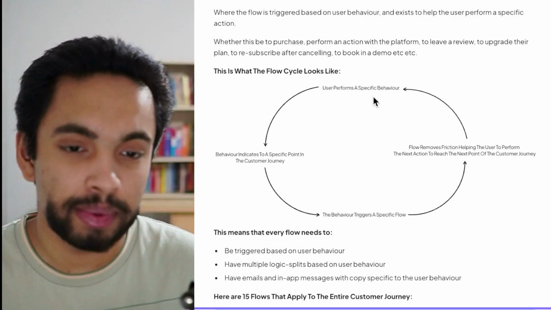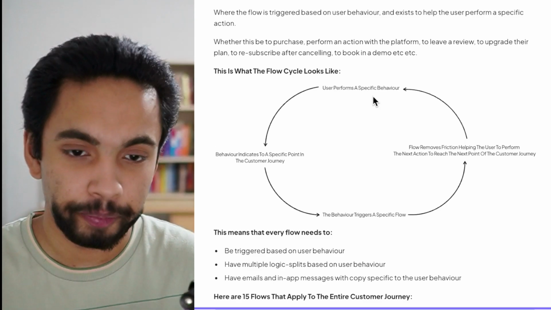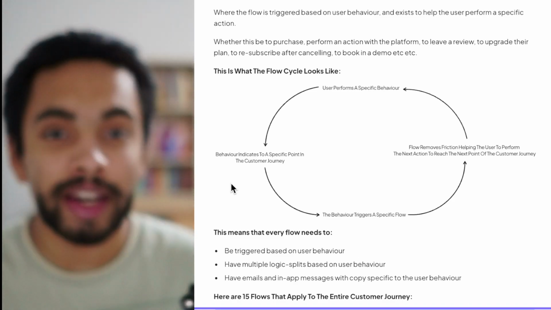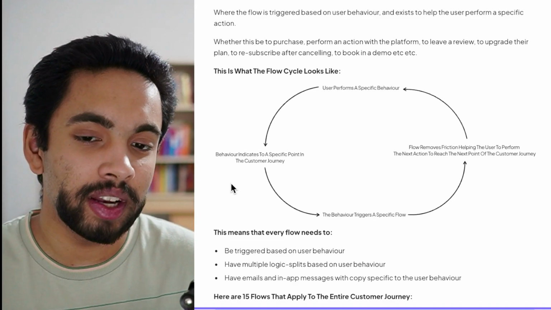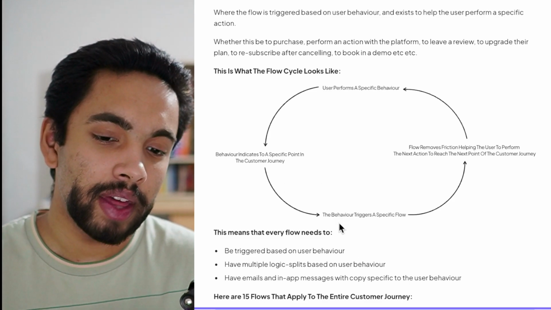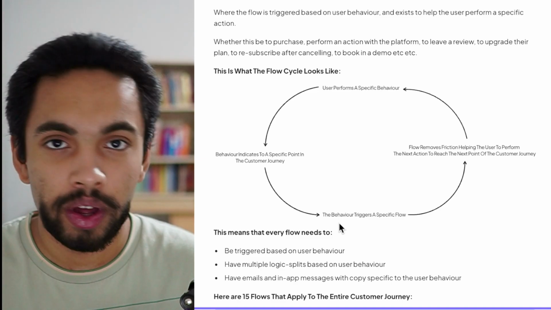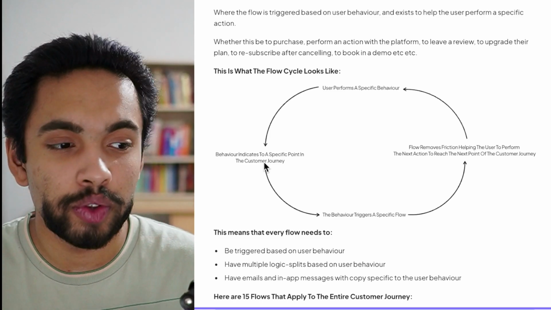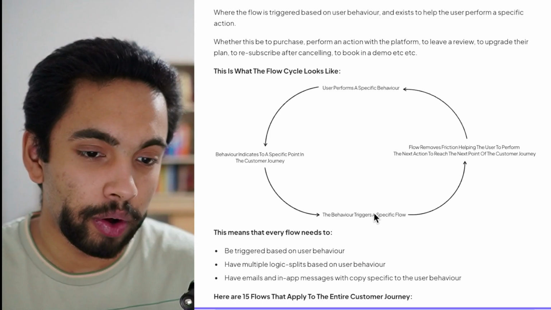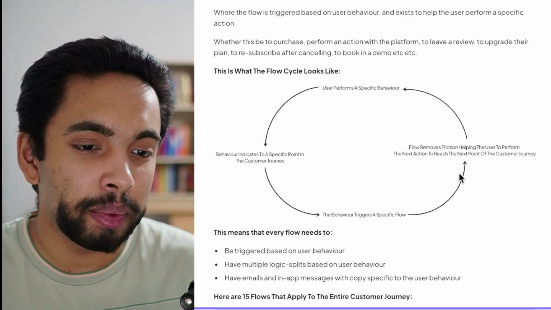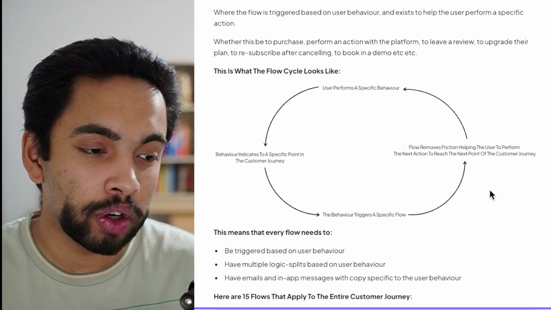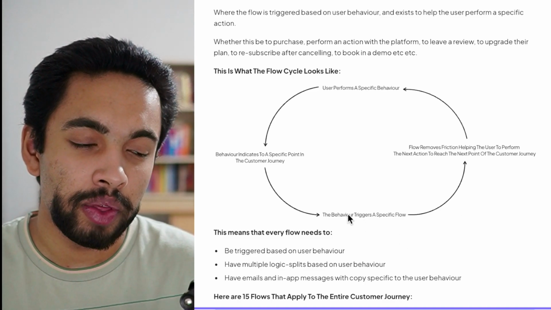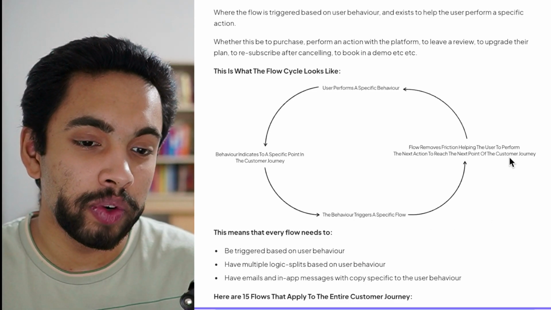So if someone performs a specific action, to keep this simple, we'll say they sign up. The user actually going ahead and signing up indicates their point in the customer journey. It indicates that they're only at the level of awareness or they're moving slightly into activation. So because of that, that action triggers a specific flow. The flow in this case would be a welcome flow. So the user signs up, it indicates that the user is at the start of the customer journey, which then triggers a welcome flow. Then the welcome flow removes friction, helping the user to perform the next action to reach the next point of the customer journey. So what's the next point of the customer journey after they sign up? Well, it is reaching the aha moment. So then the welcome flow helps the user reach the aha moment.